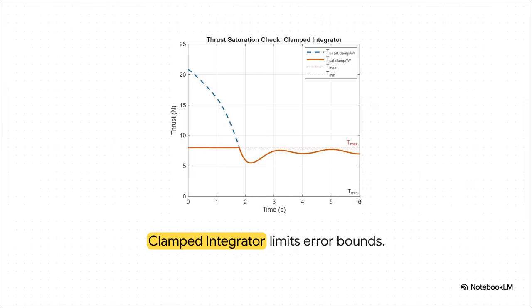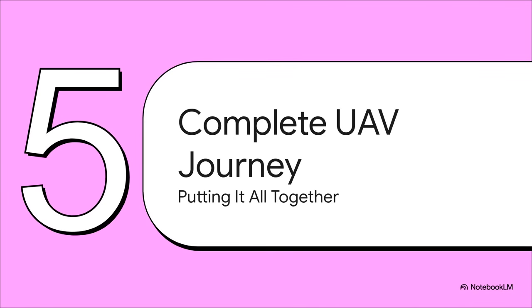Another fantastic approach is using a clamped integrator. This method allows the error to update, but it strictly bounds it between fixed upper and lower limits. It's just another highly effective, realistic method to protect against windup. Both of these strategies are crucial for protecting the drone from its own physical limitations. And that brings us to our final section, the complete UAV journey.